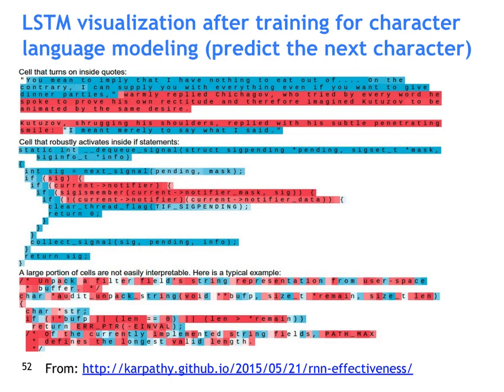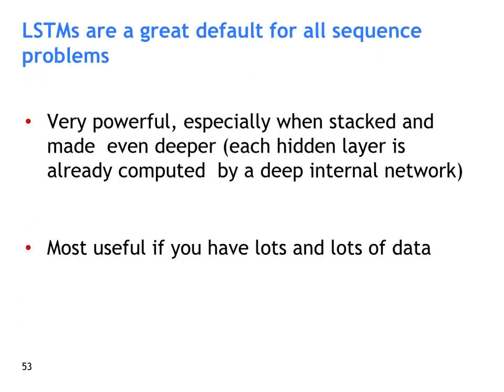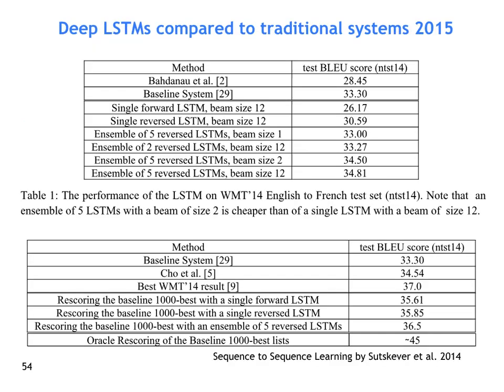LSTM can also point to code, and in machine translation it can work with if statements. But if you want to understand each value of the LSTM, you cannot interpret it. LSTMs are very powerful in deep neural networks, since we don't have the vanishing problem. If you have a deep neural network, you need a lot of data. So far LSTMs are doing a really good job in various tasks, such as NLP tasks. We see that an ensemble of 5 reverse LSTMs with beam size 1 performs much better than a single reverse LSTM with beam size 12.